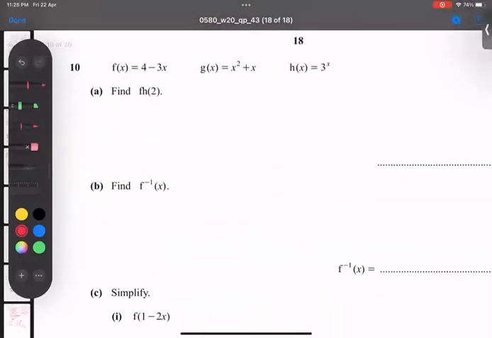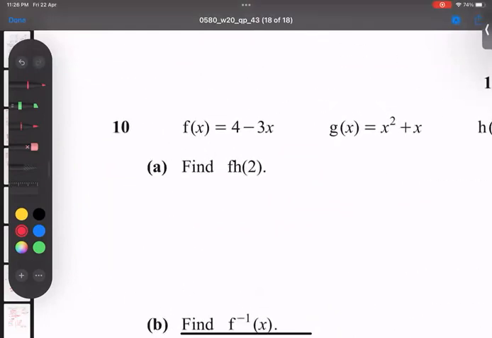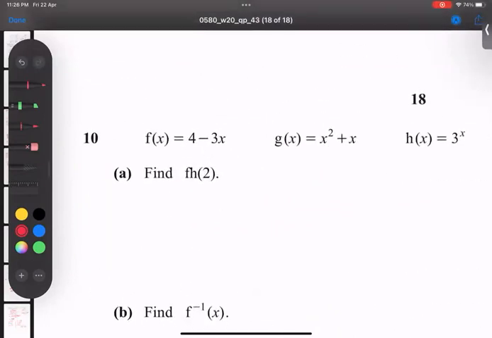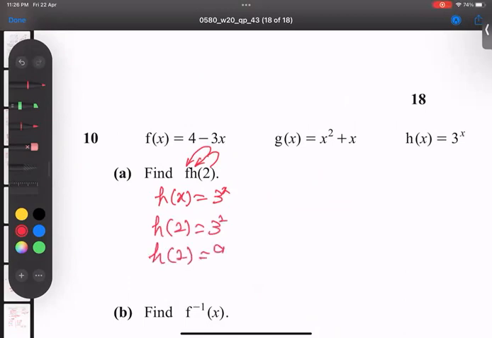Number 10. What a question number 10 we have here. The first question he gave us is, read it from right to left: first put 2 in H and then put the whole thing in F. My habit is that I write the function first as it is. So put 2 in H, on the left hand side and right hand side. So H of 2 becomes 3 to the power 2, which gives 9, done.